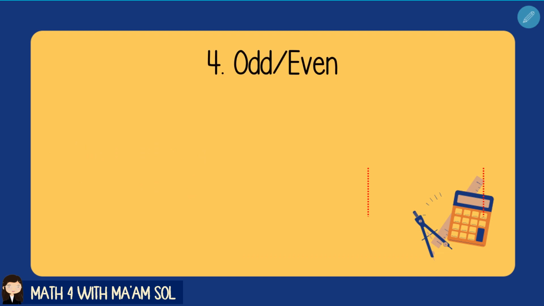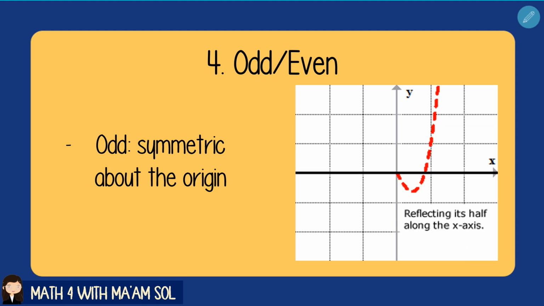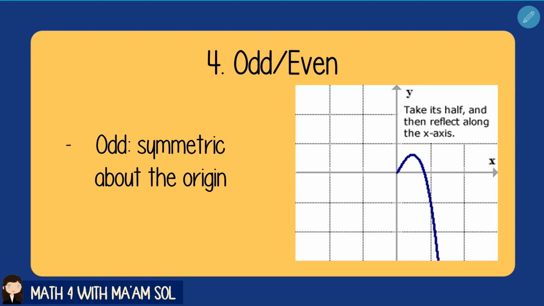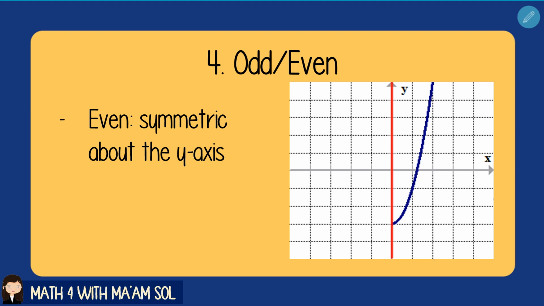The fourth thing to do is to determine whether they are odd or even. We know that an odd function is symmetric about the origin. This means when we fold the graph along the y-axis and then fold again along the x-axis, the parts of the graph will coincide. On the other hand, an even function is symmetric about the y-axis. This implies that when we fold along the y-axis, we will see the parts of the graph coincide.